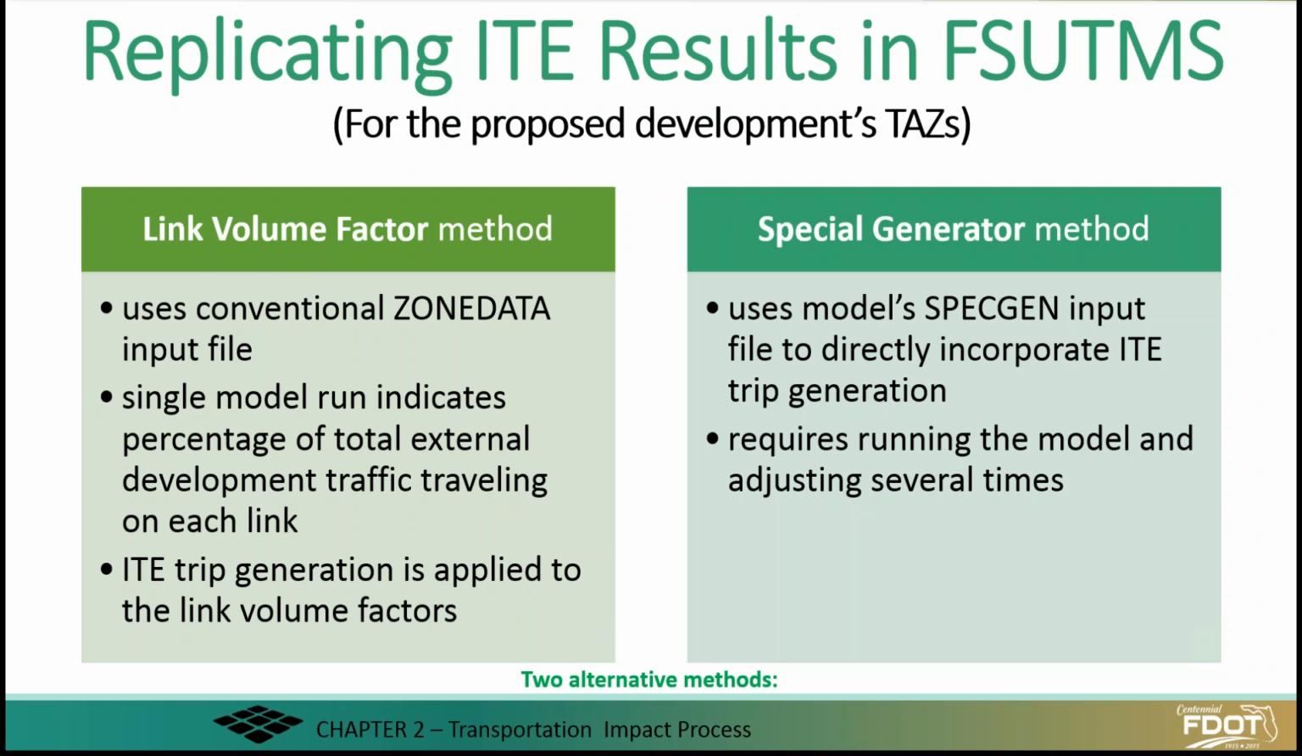The problem with this, or the greatest weakness with this, I should say, is that the special generator method is subject to that effect we were talking about a little bit earlier, where the trip attractions can be adjusted up or down in the model. This means that in order to actually achieve the target of generating the number of trips that ITE is producing, you may have to run the model several times, each time adjusting the number of trips in the special generator file in order to achieve the number from ITE.